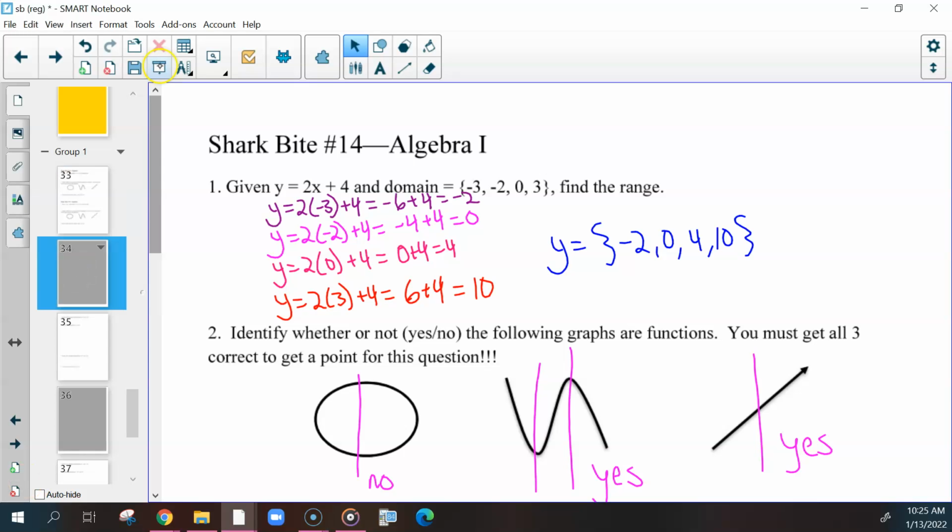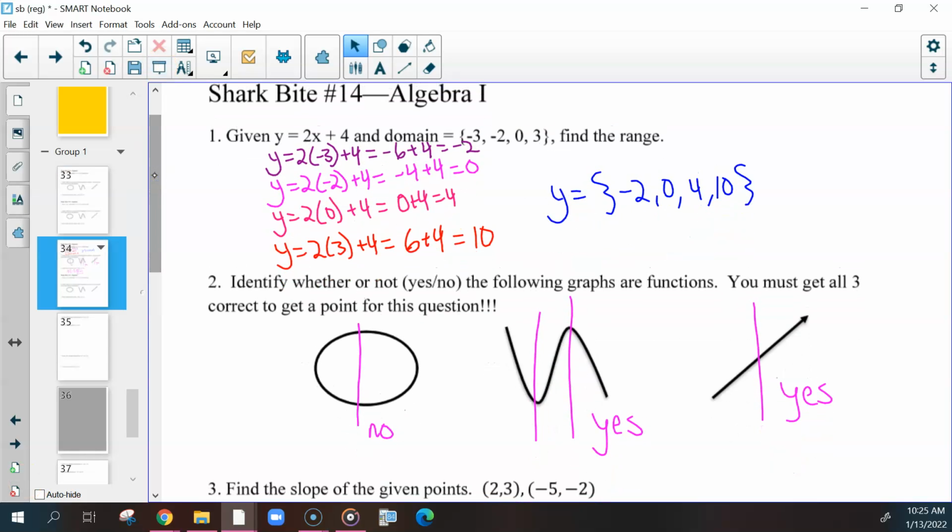Alright, so I'm going to show the answers to this and then talk through them. For number 1, they gave you an equation and a list of numbers, and they called it the domain and asked you to find the range. So that means we need to take all of our x values from this domain, put them back into this equation and find each of our y values.